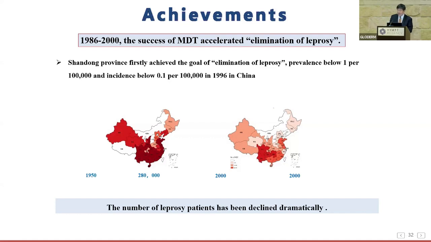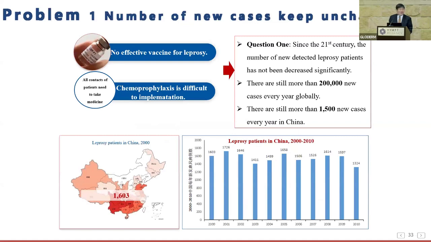So you can take a look at the 2 maps. In the 1950s, we had 280,000 leprosy cases, but at the turn of this century, there were only 2,000 leprosy cases in the whole country. So after the elimination of leprosy, there are still some problems. The first problem is that the number of new cases stayed unchanged from the year 2000 to the year 2010. Annually, there are about 200,000 new cases globally, and also 2,000 cases in China. You can take a look at the picture.